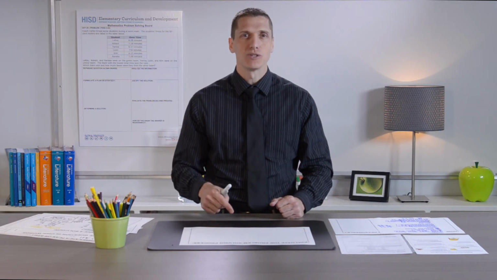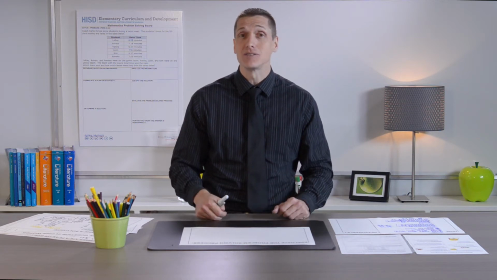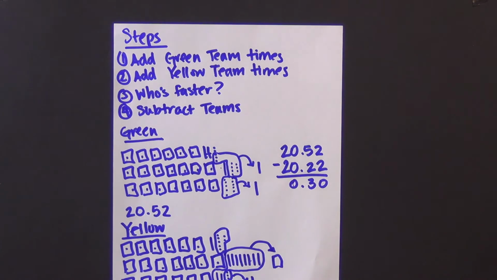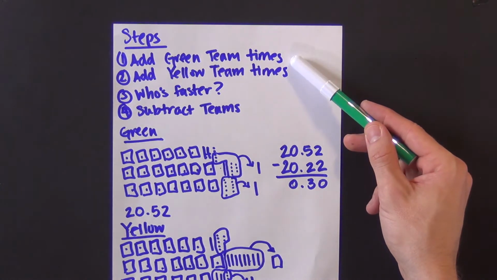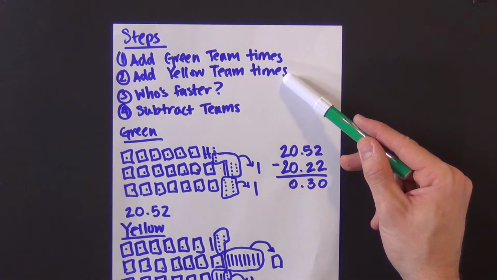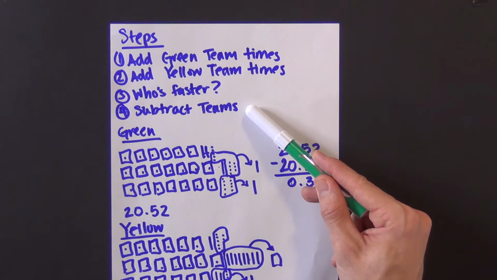One great tool to use in the classroom is to allow students to compare work with one another. This gives them an opportunity to truly evaluate their problem-solving process in a way that they may not have thought about by looking at their friends' work. We know the way that I solved it, but let's take a look at how two other people solved it. I asked a friend to solve this question before solving it myself. This is what she came up with. Her steps: add the green team times, add the yellow team times, who's faster, subtract the teams.